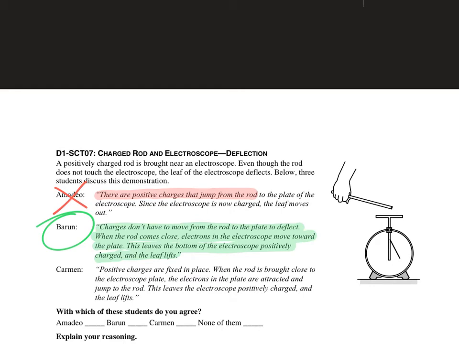And usually there's not two correct answers on these, but let's take a look at Carmen. Positive charges are fixed in place. Correct. When the rod is brought close to this plate, the electrons in the plate are attracted and jump to the rod. No. So it's determining, when does this statement fail? It's natural to hope that an electron could move all the way to where the proton is. Seems why not? Well, it just doesn't work that way in nature.